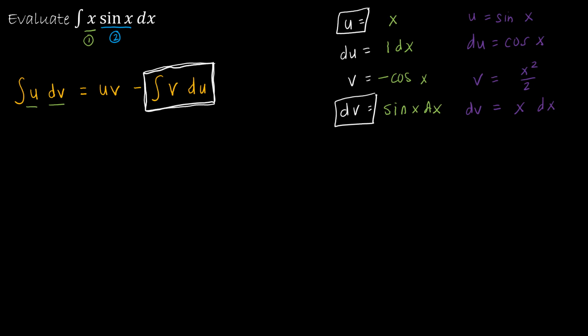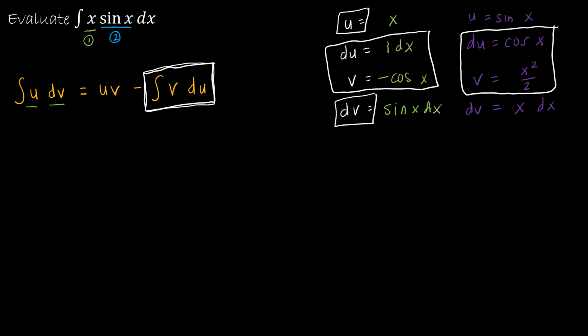This part is the part that you really need to pay attention to. To find the integral of v du, I can either be finding the integral of cosine of x dx, or the integral of x squared over 2 cosine of x. And again, I apologize, I forgot the dx. Now, which one would I rather do? Well, I'm going to box that a little bit better.